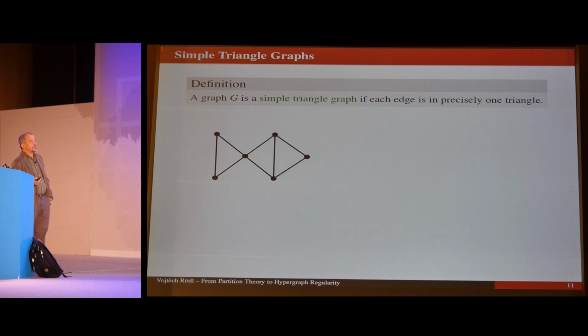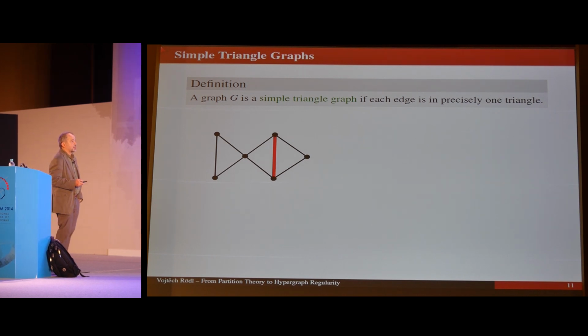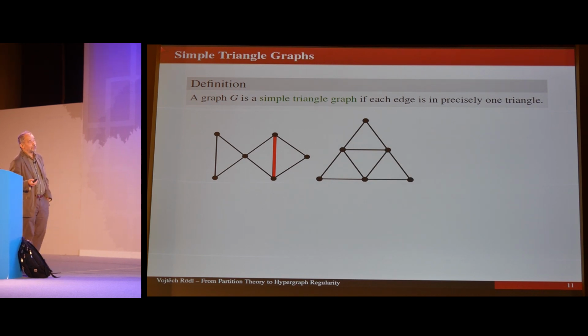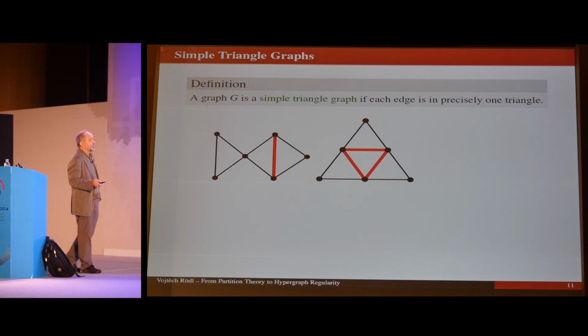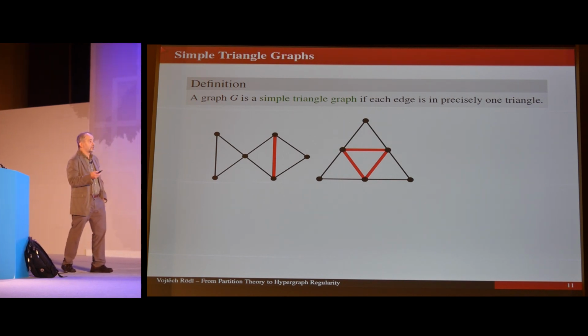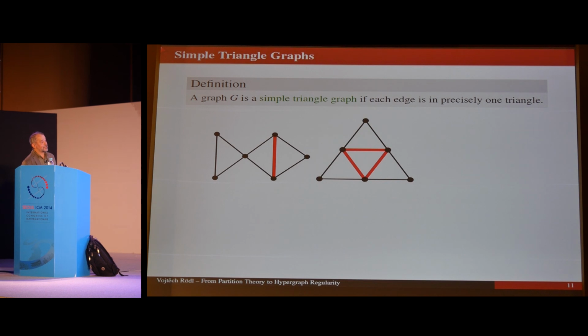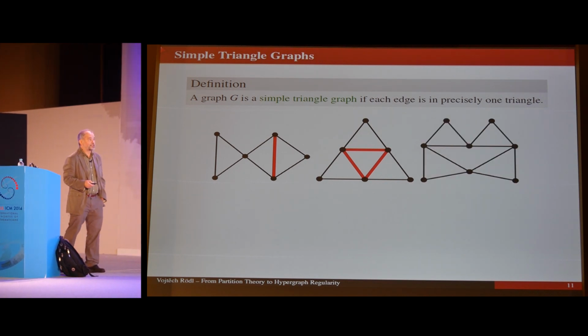Is this a simple triangle graph? Not quite, because that edge is in two triangles. Similarly, this is a simple triangle graph, but this is not, because suddenly adding that last triangle, we got 3 edges contained in 2 triangles each. The big thing geometrically is that a triangle is not a triangle for us because the vertices are not connected, right? So yeah, each edge is in precisely 2 triangles. But if we build the graph this way, then we get a simple triangle graph.